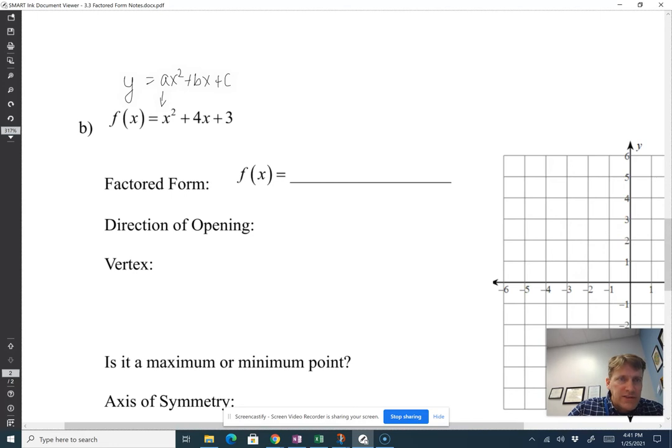And a, since there's nothing in front of that x squared, we know that a equals 1. And so our direction of opening, since a equals 1, and 1 is greater than 0, 1 is positive, then this means it opens up.